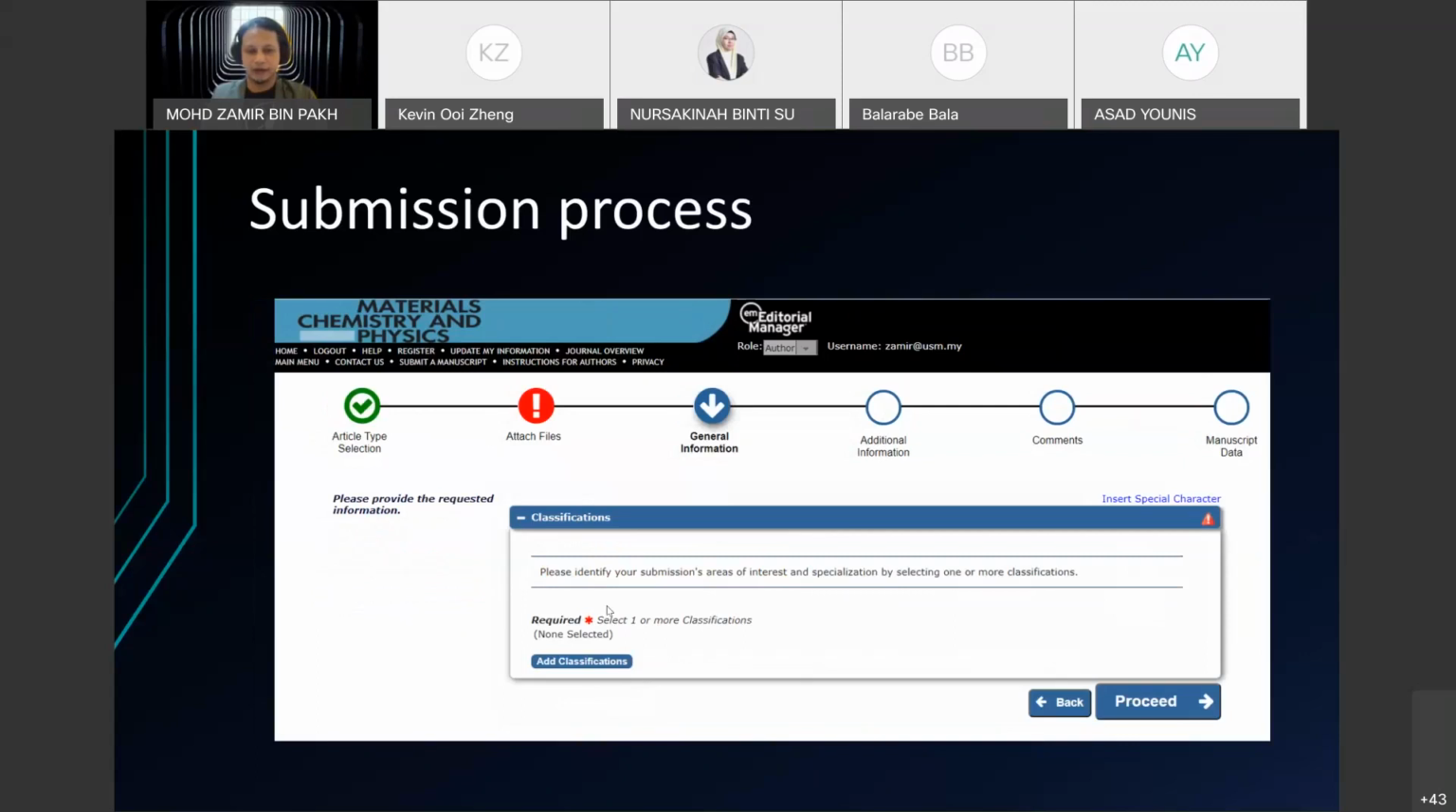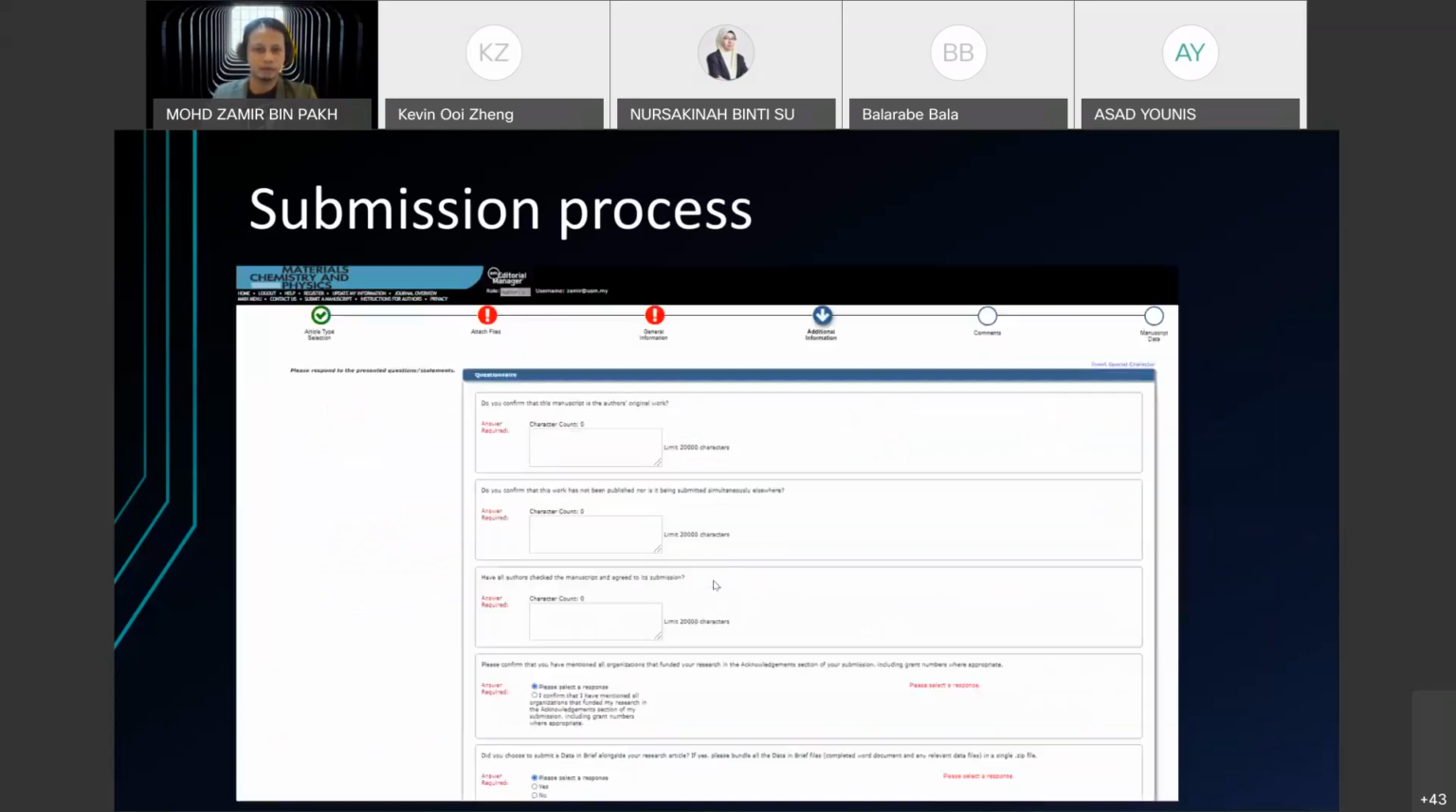And then identify the classification of the paper. For example, if you're working on solar cell, then it's going to be about solar or silicon or something. You can choose from the classification. And then you need to say yes or no here in this case for this particular journal. So is it original work? Yes. Do you confirm that it's not been published before? Yes, of course. Authors check, of course, if you have forwarded the paper to all the authors for review.